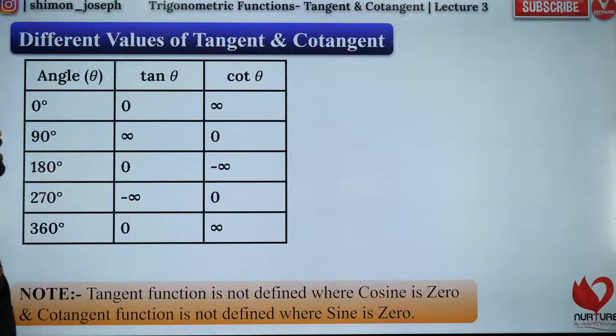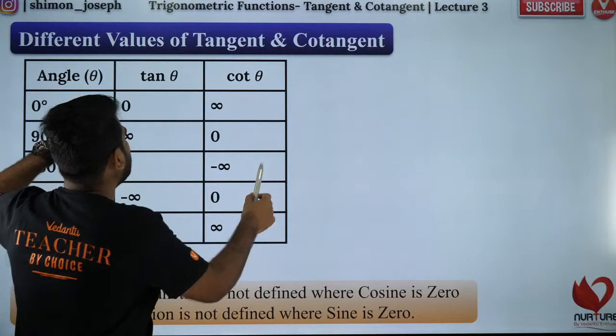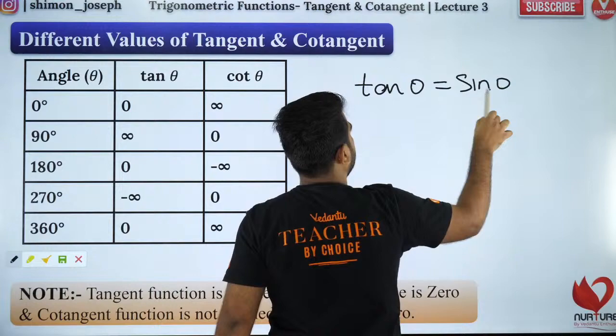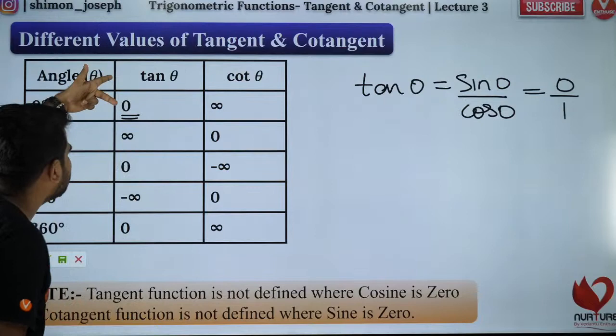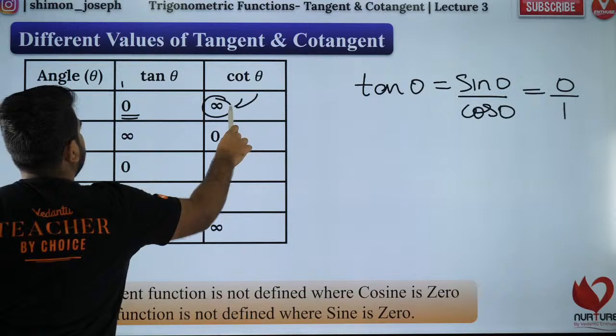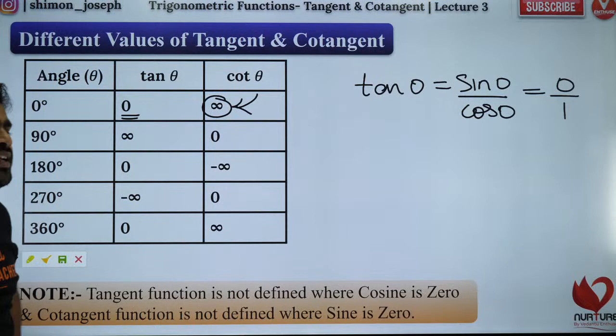Now let's look at the ratio. So when you say theta is 0, tan theta is what? Tan 0 is equal to sine 0 by cos 0. And we know that sine 0 is 0 and cos 0 is 1. So tan 0 is 0. Now if tan 0 is 0, cot theta is reciprocal of tan. So reciprocal of 1 by 0 will tend to infinity. It is actually not defined. Nobody can reach it. Are you all clear?